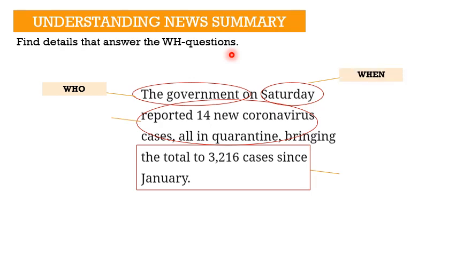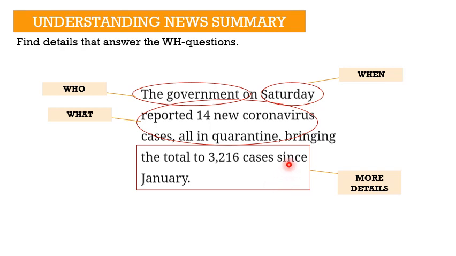When, right? When? How about this? Reported 14 new coronavirus cases, all in quarantine. What question does it answer? It answers the question what. And this one, bringing the total to 3,216 cases since January, is more details.